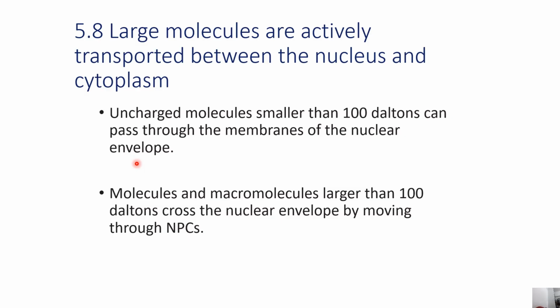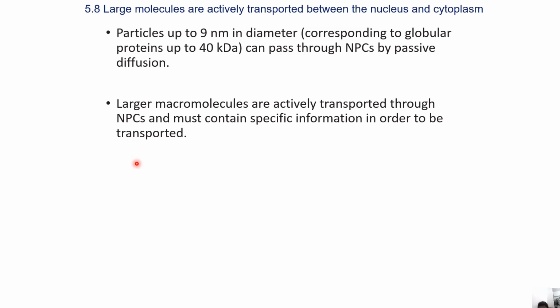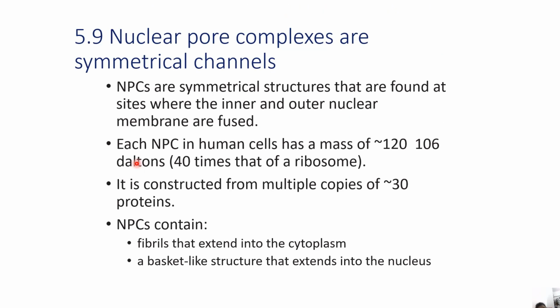Uncharged molecules smaller than 100 daltons can pass through the membranes of the nuclear envelope. Molecules and macromolecules larger than 100 daltons cross the nuclear envelope through NPCs. Particles up to 9 nanometers in diameter can pass through NPCs by passive diffusion. Larger macromolecules are actively transported through NPCs and must contain specific information in order to be transported.